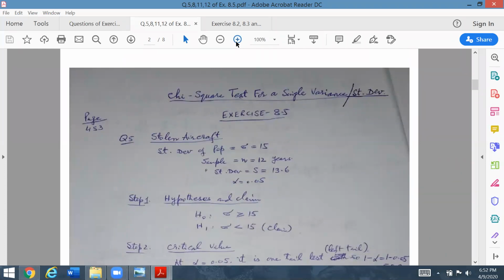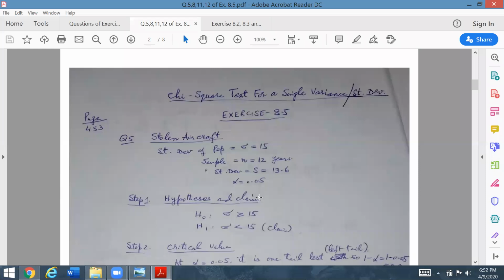The title of the question is stolen aircraft. The data I have already discussed. Standard deviation of population, denoted by sigma, is 15. Sample size is n, 12 years. Standard deviation of the sample, this is the sample standard deviation, so we denote it with s, 13.6. Alpha is 0.05. Now switch over to step number 1, hypothesis and the claim.